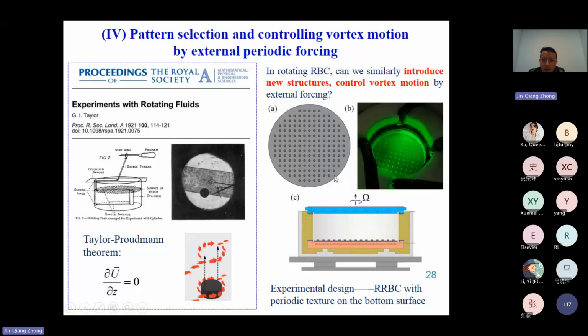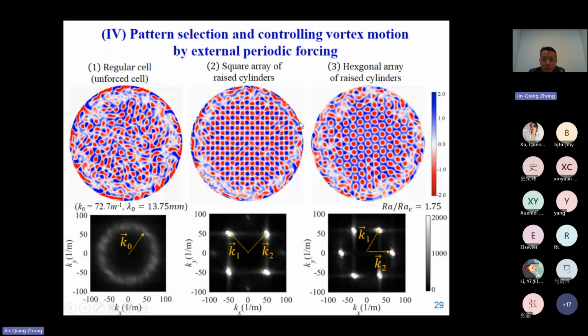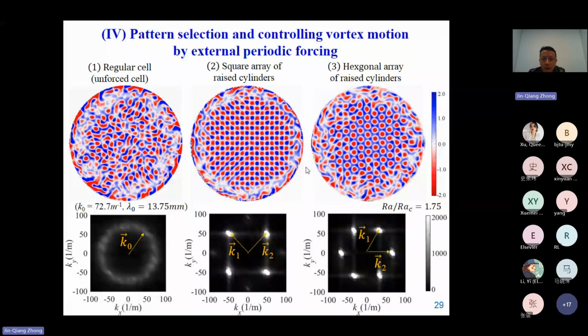We use a convection apparatus described before, but construct on the bottom plate an array of thin cylinders. These cylinders are periodically spaced to form a hexagonal or square texture. The cylinders are 6 millimeters in diameter, a similar size as the vortices. They are 3 millimeters in height, extending out of the bottom surface. Our experiment shows that when these thin cylinders are constructed on the bottom plate, they can determine the convection pattern and control the vortices.